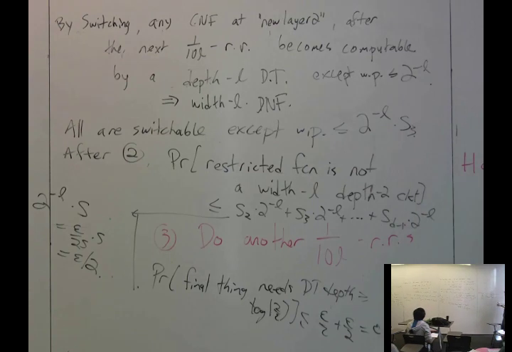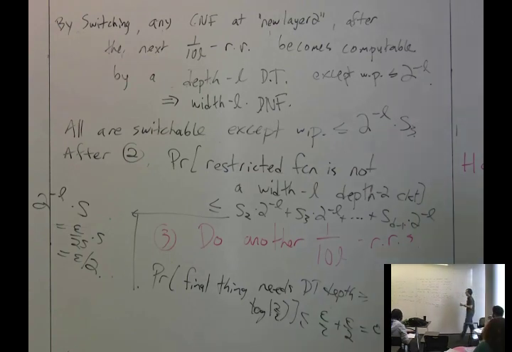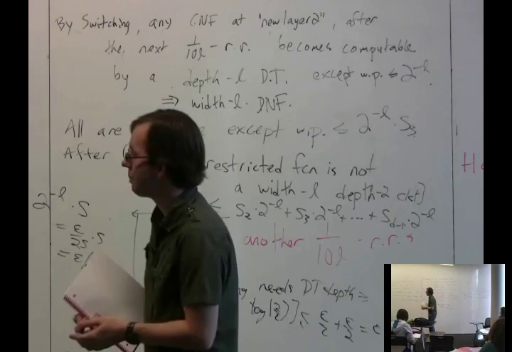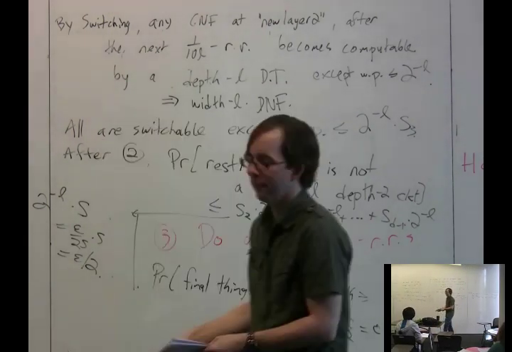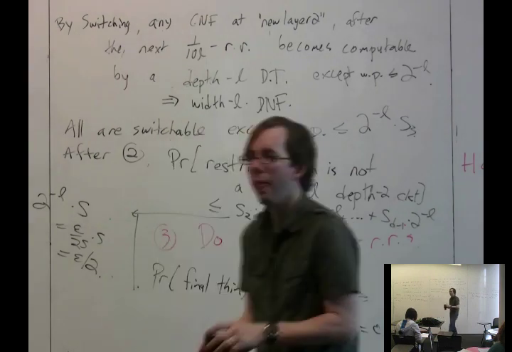Okay, so there's some bookkeeping, but the idea is hopefully not too bad. Any questions? Yeah. So is there much known about random restrictions and other classes?